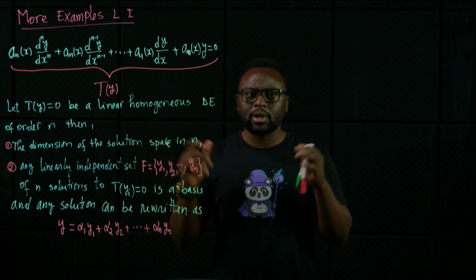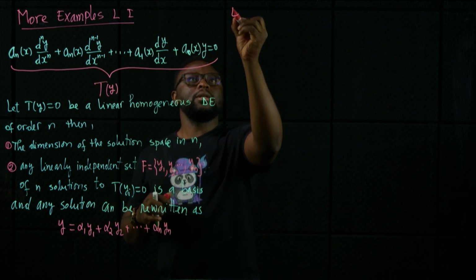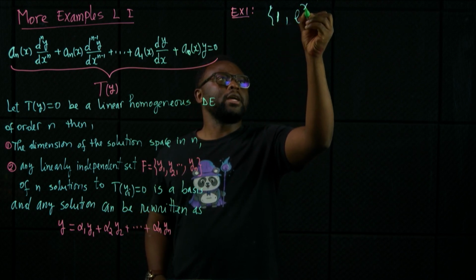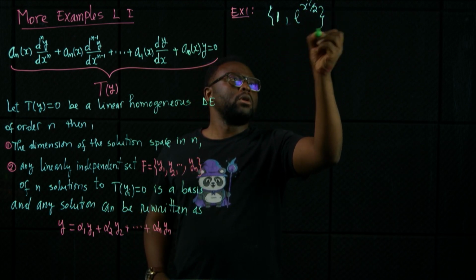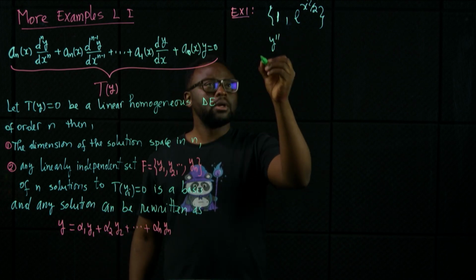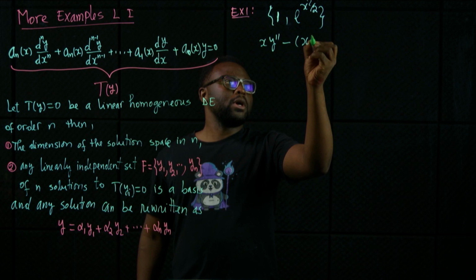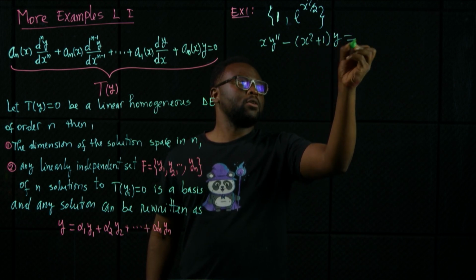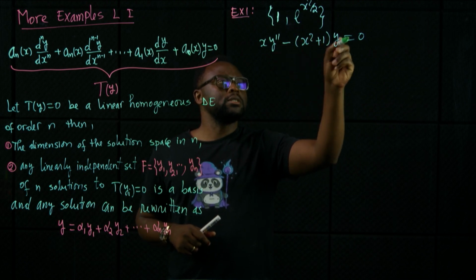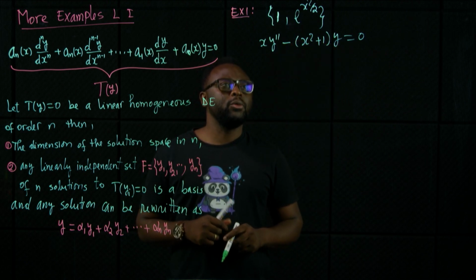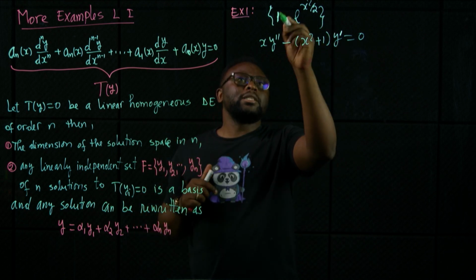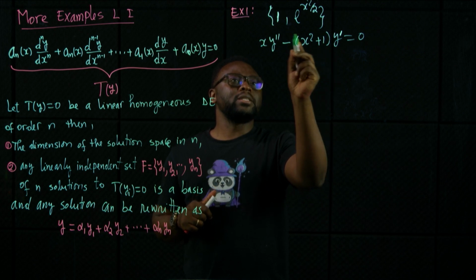Okay, let's look at this example. Example 1. You are given this set, 1 and e to the power x squared over 2, and you are also given this second order differential equation, x y double prime minus (x squared plus 1) y prime equals 0. The first question here is to show that this set is a basis to this equation, and secondly, we have to find the general solution to this equation.